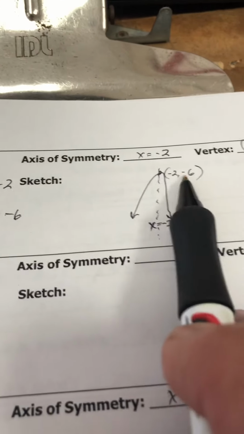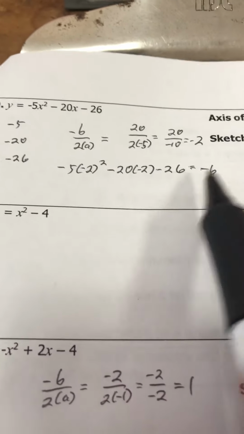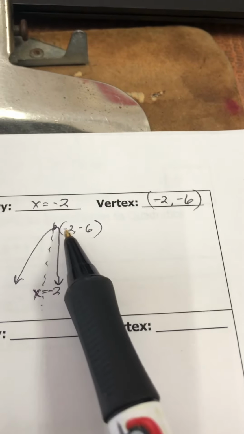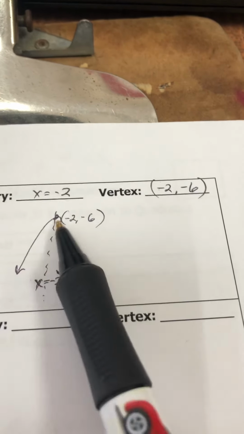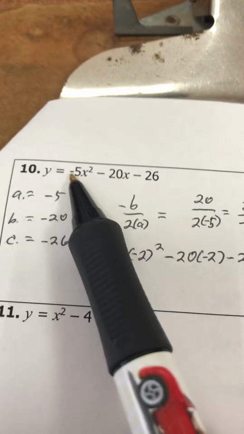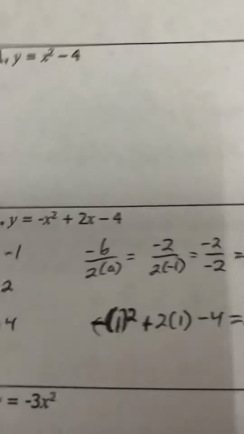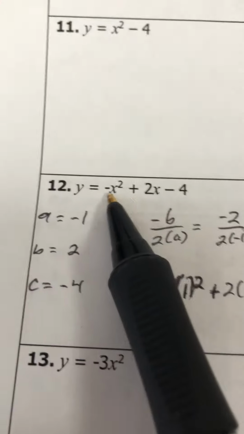And then the vertex ends up being negative 6 because when I plug in negative 2 into the problem and just work the problem out, I get negative 6. So negative 2, negative 6. That's my x and y coordinate. This is a maximum. It's a frown face because this is a negative leading coefficient. This is a negative, so it's going to be a frown. You could tell already because it's a negative leading coefficient.